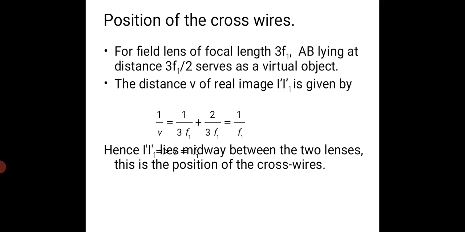The position of the crosswires for the field lens of focal length 3f1, AB lying at distance 3f1/2, serves as a virtual object. The distance v of the real image I1' is given by 1/v = 1/3f1 + 2/3f1 = 1/f1. Hence, I1' lies midway between the two lenses. This is the position of the crosswire, that is v = f1.